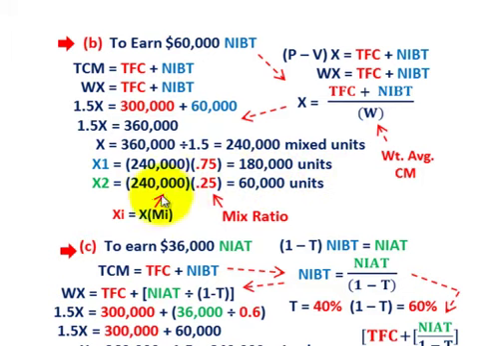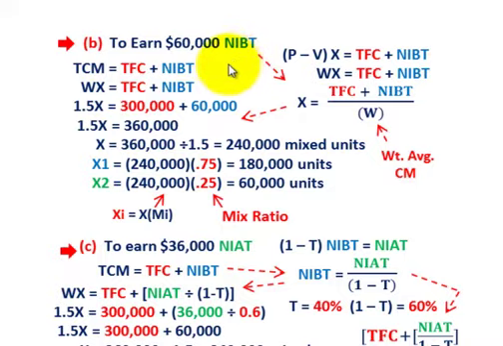Okay, so you can see what's going on here. You first have to solve for your total mixed units. You have some targeted net income before tax plus our fixed cost based on our equation, and then we solve for our mixed units. To allocate them between the two different products, we just took the mix ratio times the total number of mixed units that we solved for. All right, so that's what we've done for our second case, to earn 60,000 of net income before taxes.